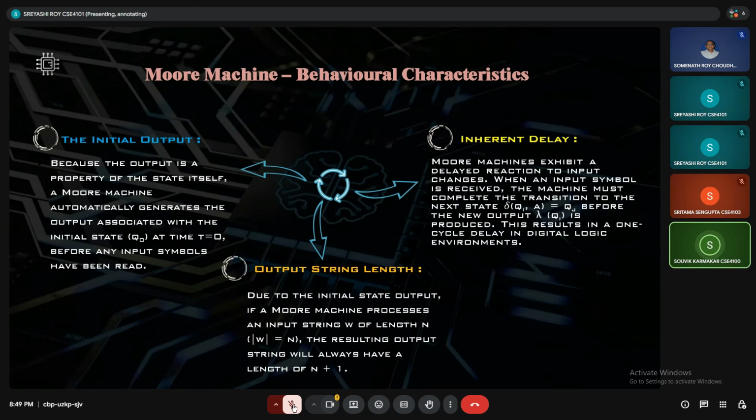Another point is that Moore machines have a slight delay because the output is generated only after the machine moves to the next state. So they are more stable and predictable, but may require more states compared to Mealy machines. So overall, Moore machines are simply state-based systems with reliable output behavior.